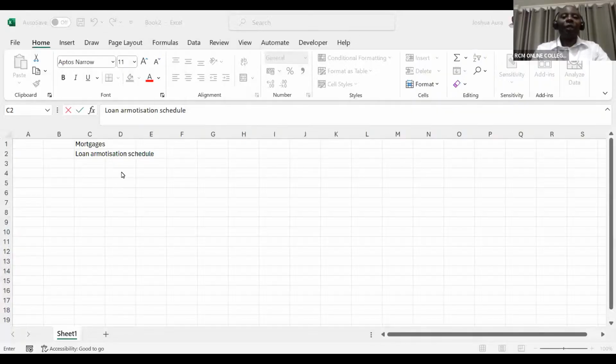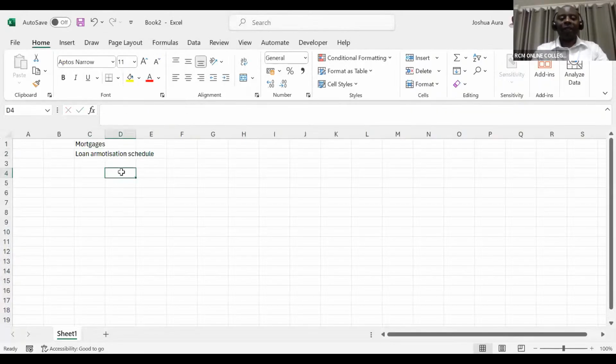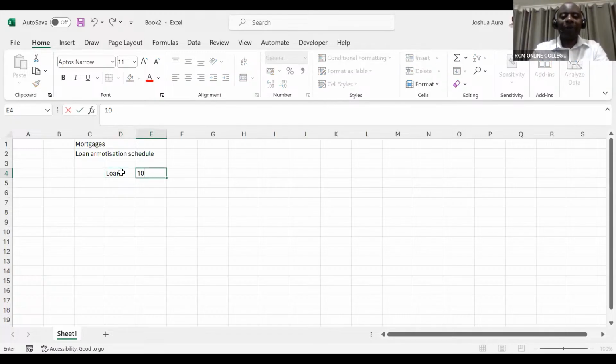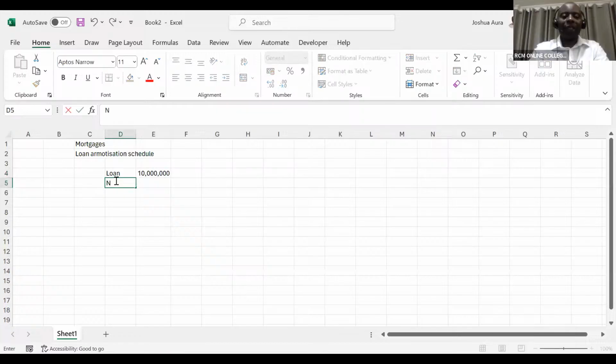Okay, so I would want us to look at various scenarios here. Scenario number one is that this student called Irene Njuki gets a loan of 10 million. So this loan, number of years, she's supposed to pay this loan over 5 years.